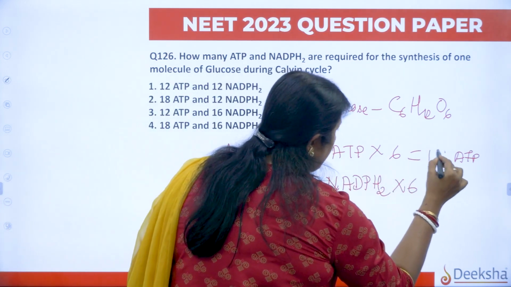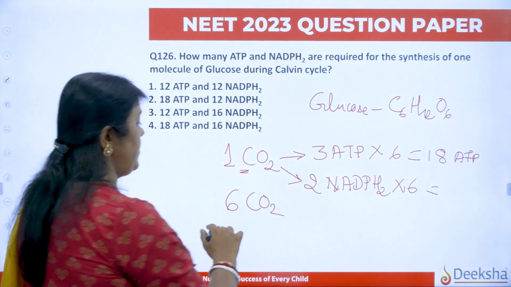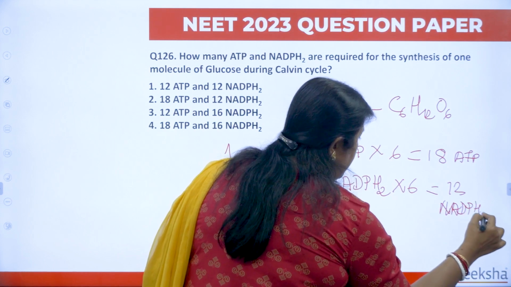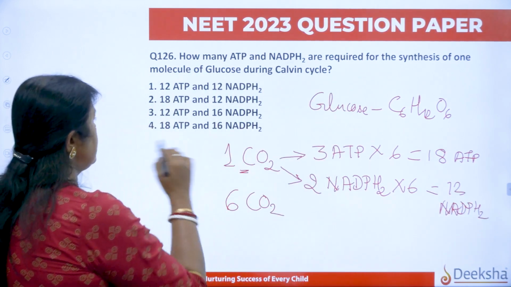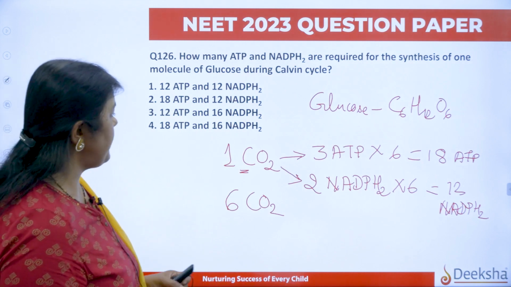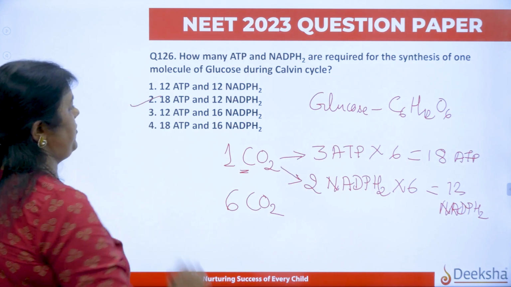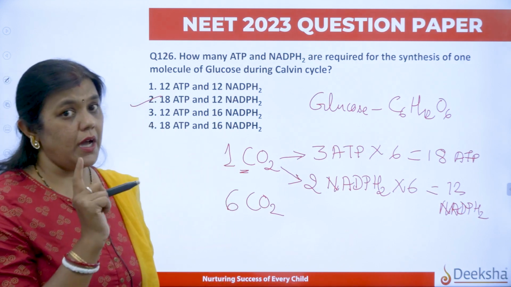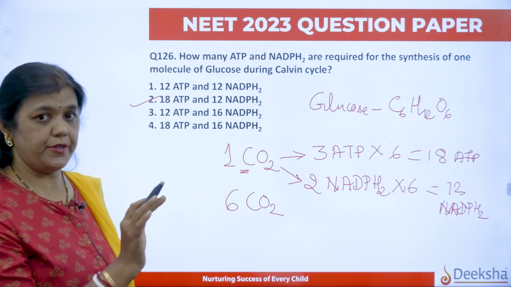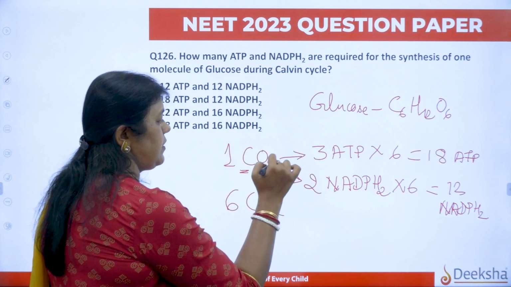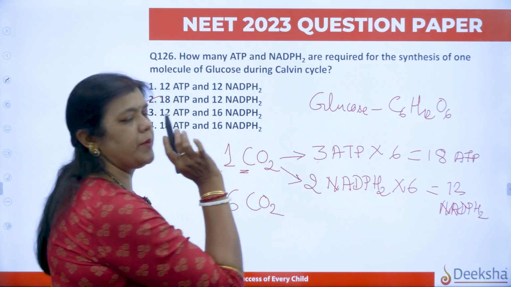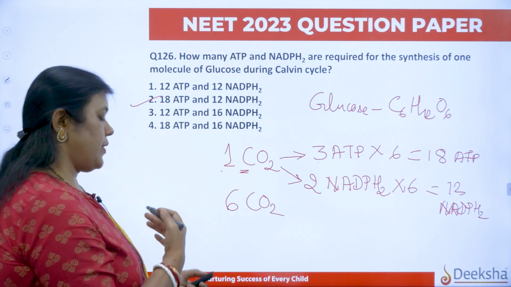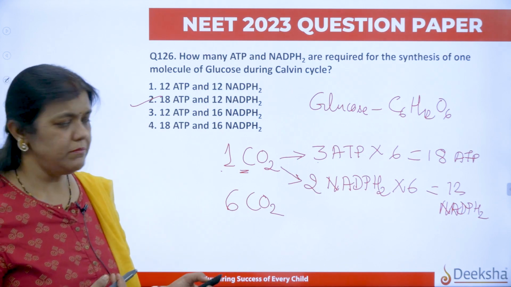You need 18 ATP and 12 NADPH2, right? So what is the correct answer? 18 ATP, 12 NADPH2. So this is the correct answer. You have to remember, to produce with one carbon dioxide molecule requires 3 ATP, 2 NADPH2. To produce the 6 carbon compound glucose, multiply with 6. You get your answer as 18 and 12. Done? Let's go for the next.